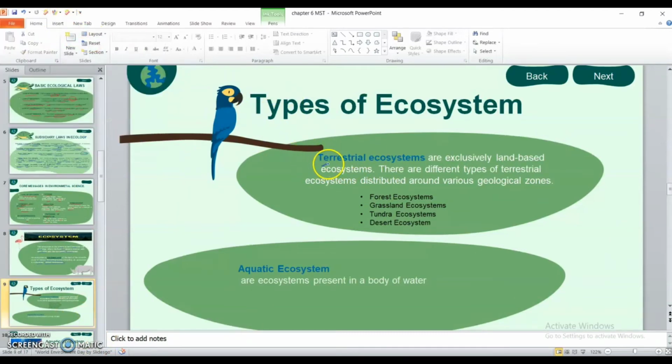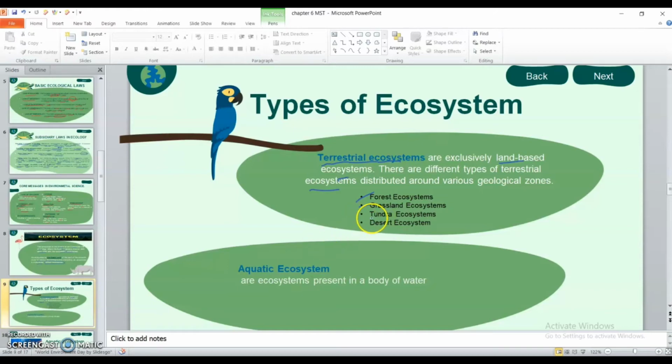First is the terrestrial ecosystem, which are exclusively land-based ecosystems. There are different types of terrestrial ecosystem. First is the forest ecosystem. That consists of several plants, animals, and microorganisms that live in coordination with the abiotic factors of the environment. The next one is the grassland ecosystem. That is the vegetation dominated by grasses and herbs.